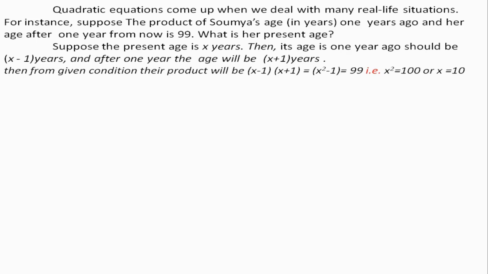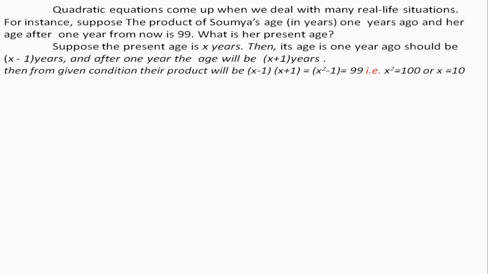X is equal to 10. Remember here, I am not taking the negative value of X, because when X square is equal to 100, X is equal to plus 10 or minus 10. But in a real life situation, we don't think that the age will be negative. So we take only the positive value. So what is the solution of this question? X is equal to 10.